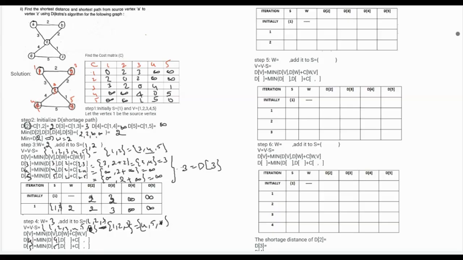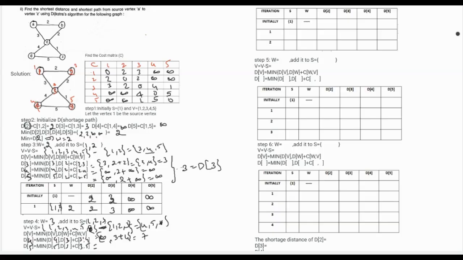W is 3. 3 and 3, then 4: 3 comma 4, and 3 comma 5. So now D4 is how much? D4 is infinite, comma D4 D3. D3 is 3, plus C of 3 comma 4, which is 4. So it will be infinite plus 7, the value will be 7.